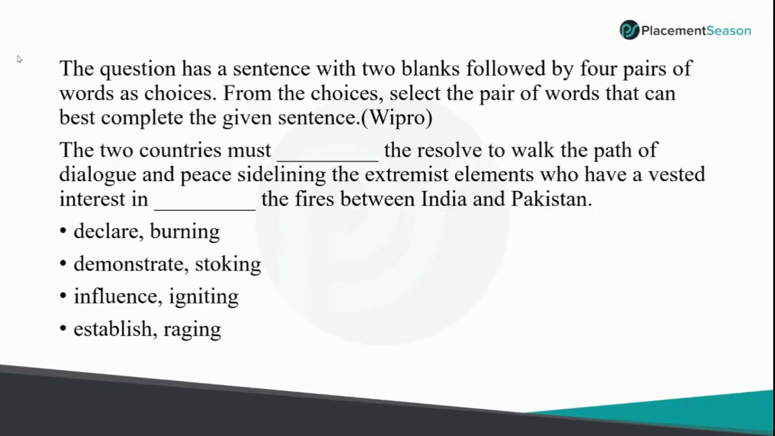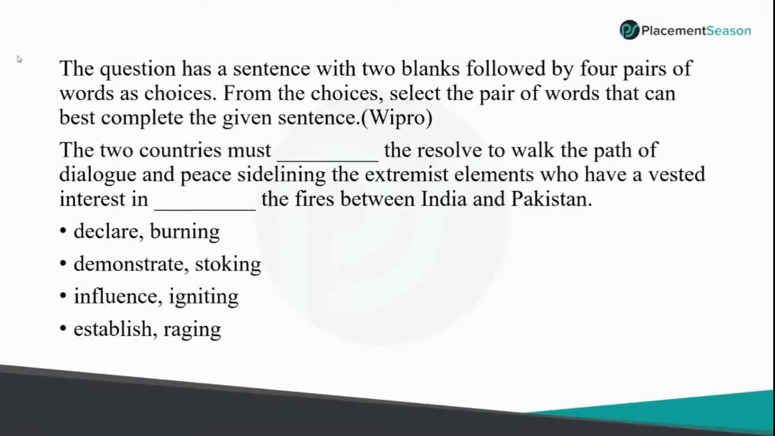So now let's come back to the option. The two countries must demonstrate the resolve. Demonstrate is what? Show example, set example. The two countries must demonstrate the resolve to walk the path of dialogue and peace, sidelining the extremist elements who have a vested interest in stoking the fires between India and Pakistan. So only the extremist elements want to encourage and keep the fire burning between India and Pakistan is the meaning of the sentence. So the right option is demonstrate and stoking.